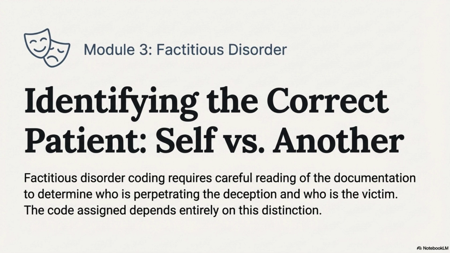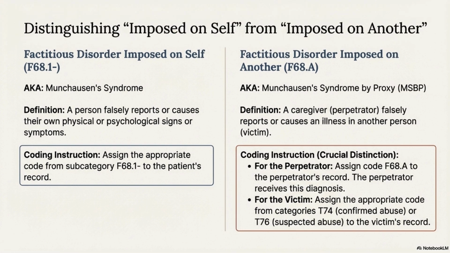Now let's shift into factitious disorder, a topic that requires careful attention. The key question here is, who is the patient of record? Because the code you assign depends entirely on whether the person is harming themselves or someone else. Factitious disorder imposed on self is coded with F68.1. This is when a person falsifies or induces symptoms in themselves.